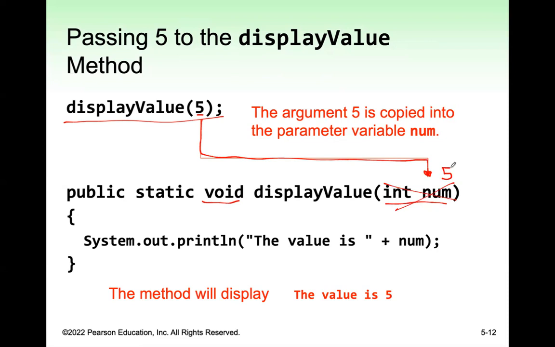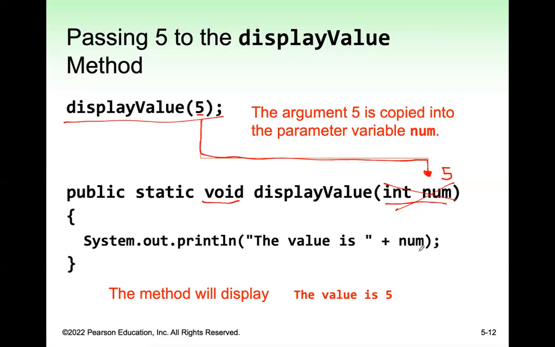That's what's happening behind the scenes. Obviously, it's not going to happen on your screen, but I'm just showing you how it works behind the screen. So we're going to send 5 into this method. And then let's look at what this method does. Let's look at the body. So we are printing the value is, and then we're printing num.